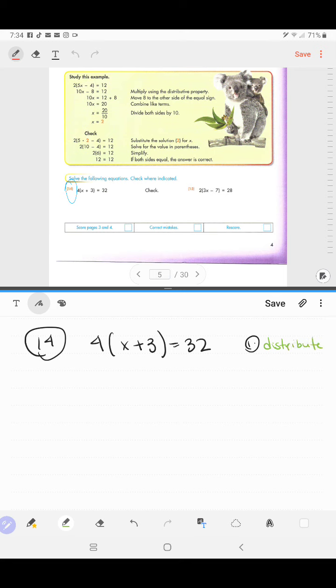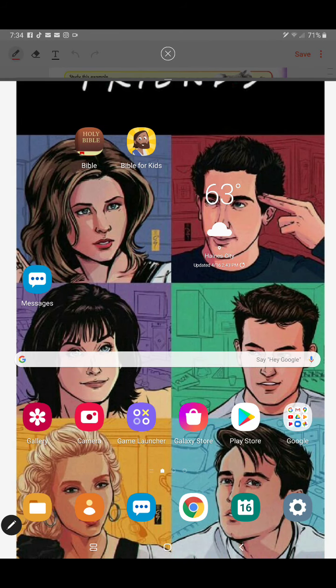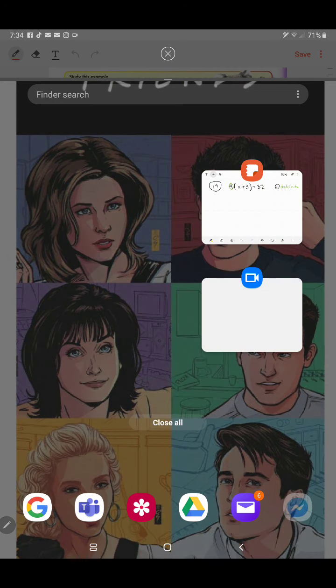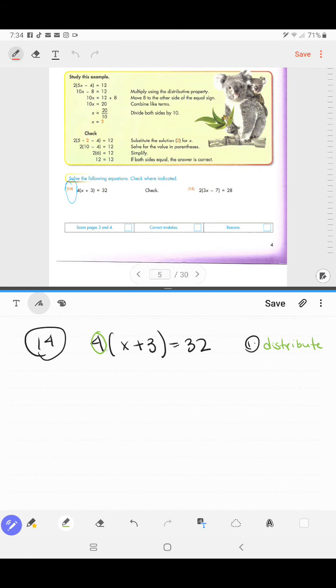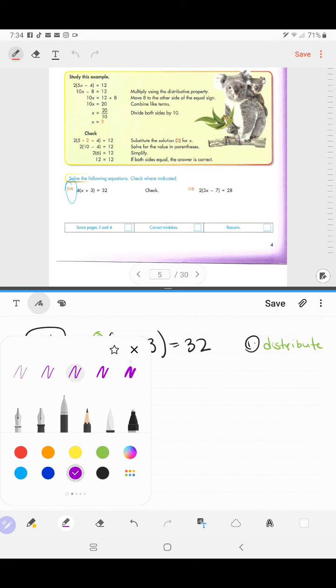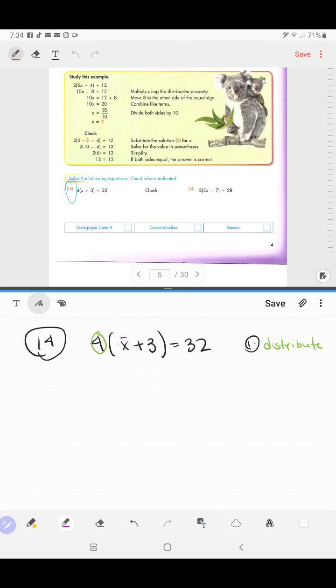Distribute means to multiply the outside number on the inside of the parentheses. So again, like a factory, there's an invisible one here. 4 goes in, 4x comes out. 4 goes in, 4 times 3 is 12, so positive 12 comes out, equals 32.